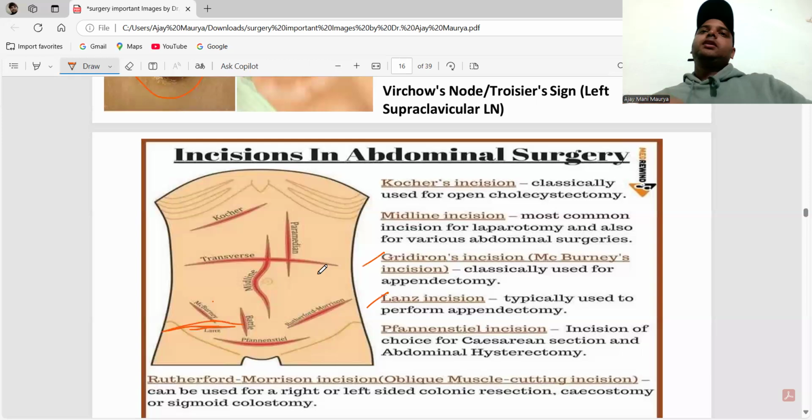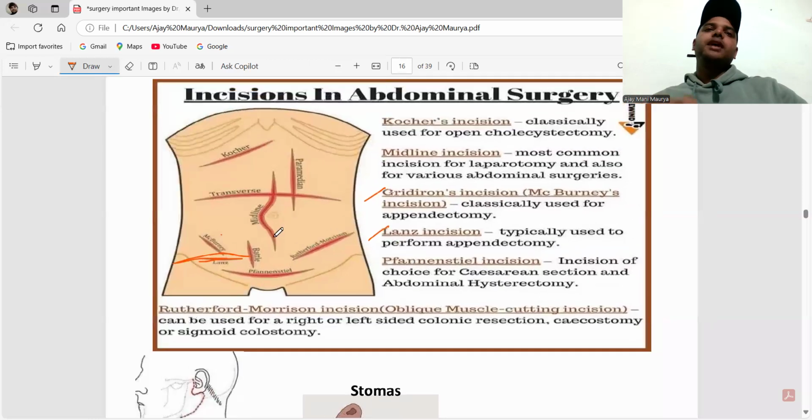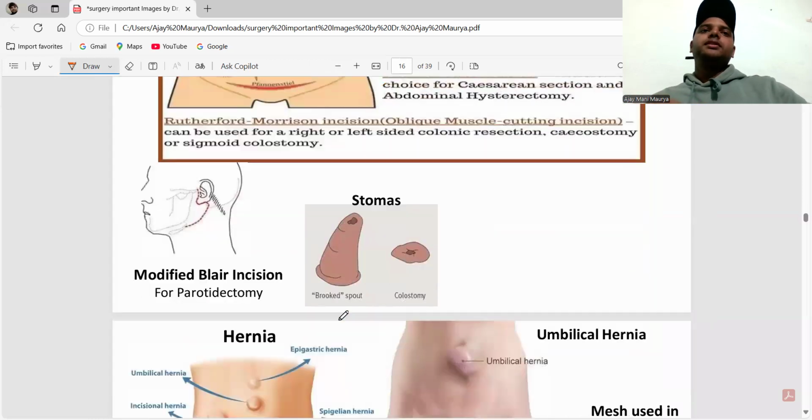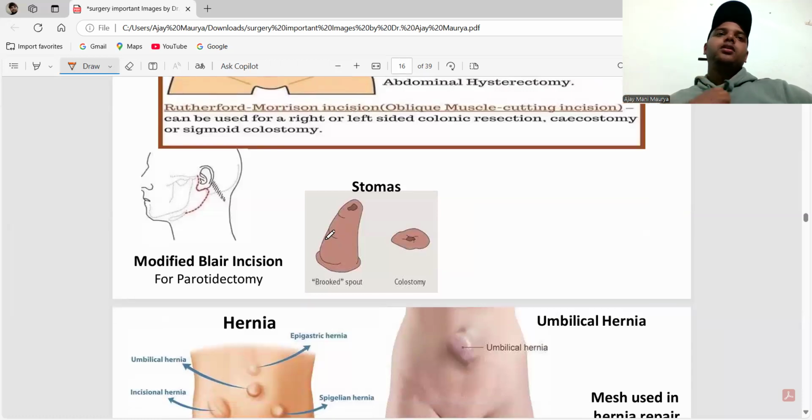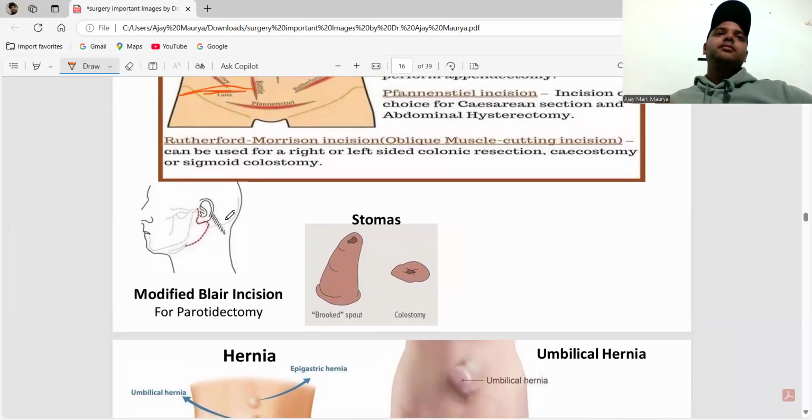Kocher's incision, I think everyone knows, is for the cholecystectomy. Okay? Remember these, guys, at least these two. This is the stoma. Stoma is for the colostomy, guys, during treatment of colon cancer. They open an opening, called the stoma, and put the colostomy bag where all the fecal matter comes out. Stoma means the opening. This is the modified Blair incision, done for parotidectomy.